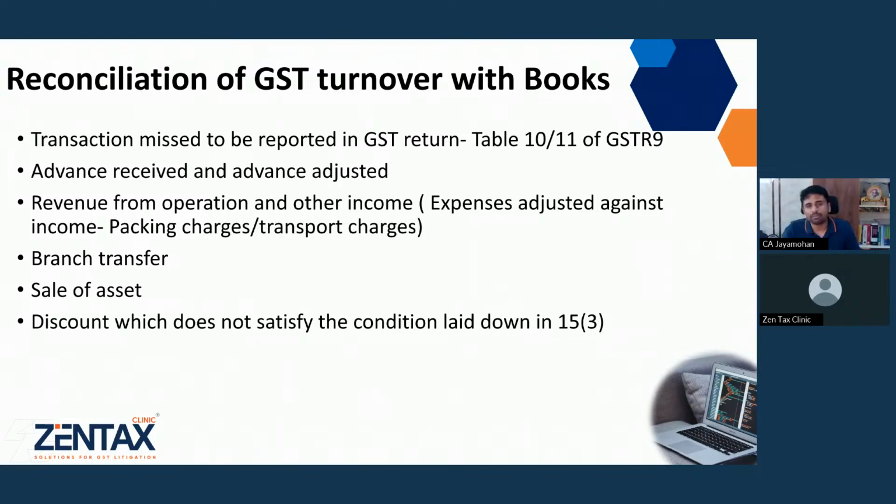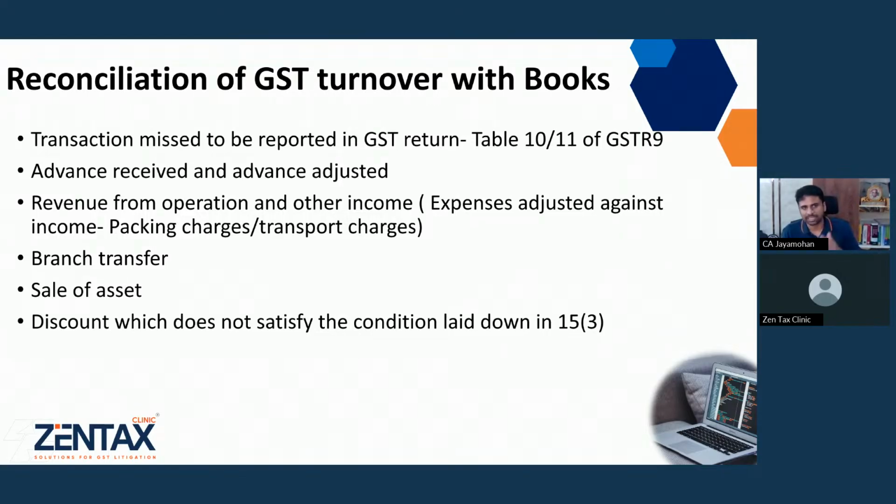But for the valuation purpose of GST, for making payment of GST, this is also to be included in the taxable value. So for that reason, it will be included in taxable value. But in the books of accounts, that is not really income, so that is netted off with the expense. There will be a reconciliation difference. So in GSTR 9C, you will be explaining these differences in table 5.